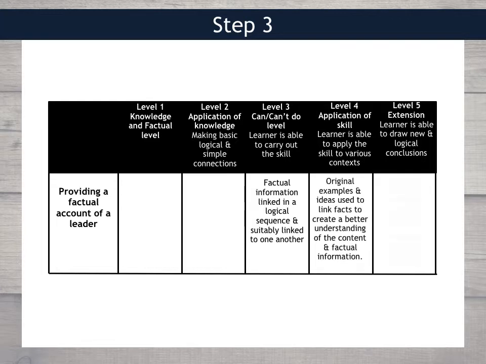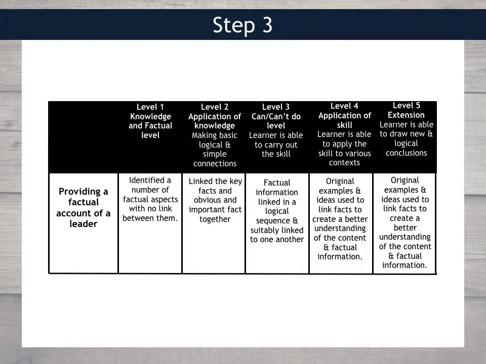From level 3, we go to level 4 and level 5, and you'll see how they progress. It's not a repeat of the same thing, but if they can do level 4, it means they can do level 3 and level 4. So it's a building on the level before. Then once we've done that, we go down to level 1 and level 2, and we write in the description there of each of those expectations from the learners being able to provide a factual account of a leader.